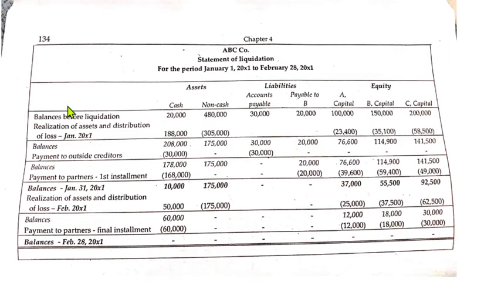This statement of liquidation will just simply summarize the transactions that transpired from January 1, 20x1 up to February 28, 20x1, which is the end of the liquidation process. So you have to refer to this one in checking the transaction. So you have to be familiar with the preparation of these items.